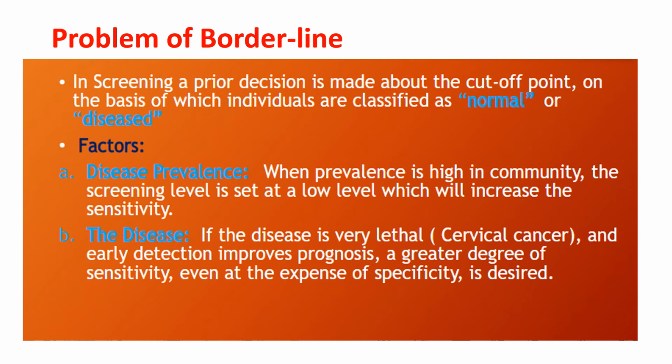So in screening, a prior decision is made about the cutoff point on the basis of which an individual is classified as normal or diseased. The factors affecting this are the disease prevalence and the disease itself. When the prevalence is high in the community, the screening level is set at a low level, which will increase the sensitivity. On the other hand, if the disease is very lethal in nature, like cervical cancer, and early detection improves the prognosis, a greater degree of sensitivity, even at the expense of specificity, is desired.